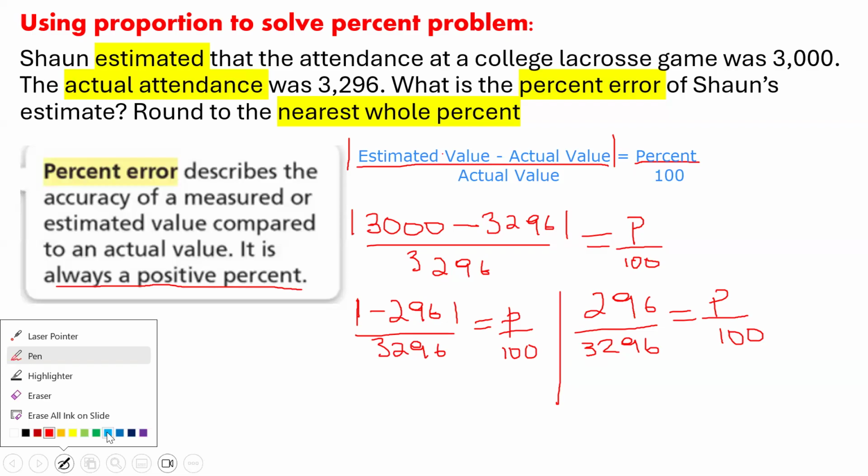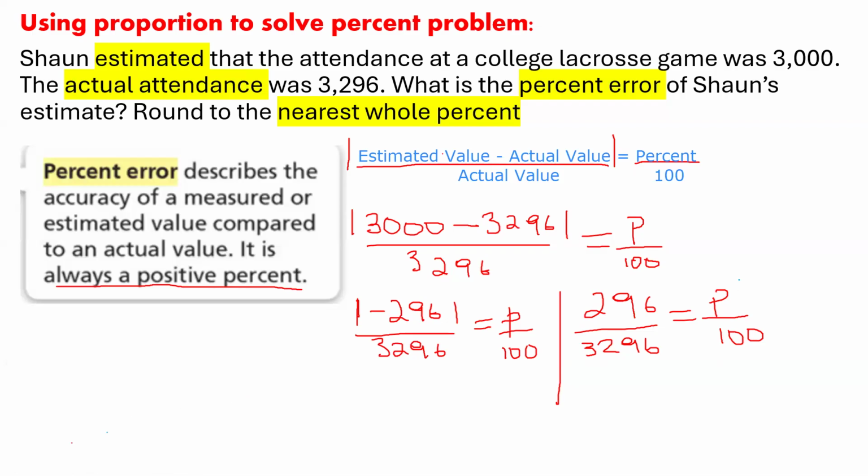Now that we have a proportion that we are familiar with, we are going to go ahead and start solving our proportion by cross multiplying, which is the same thing as the butterfly method. So we are going to see 3,296 times P gives us 3,296P equals, and 100 times 296 is equal to 29,600.